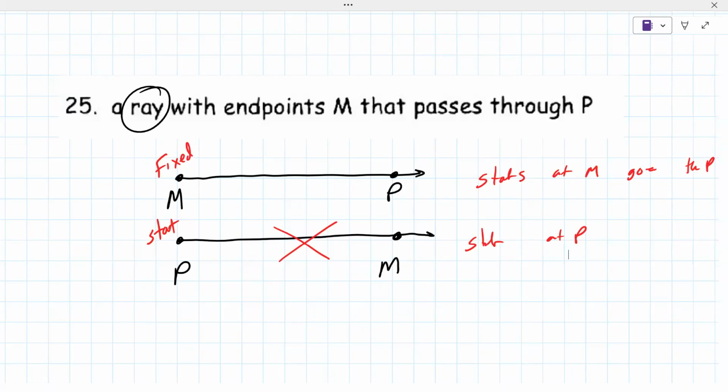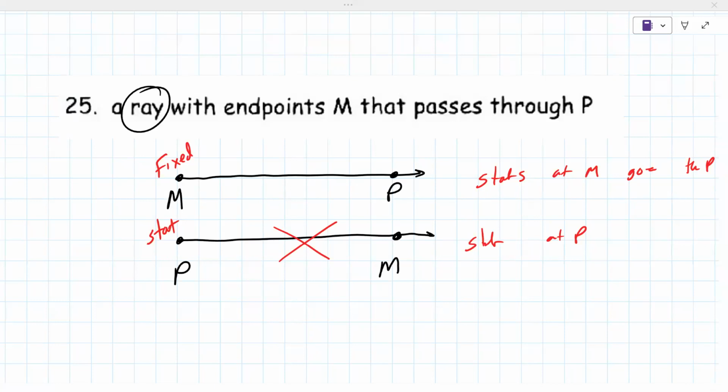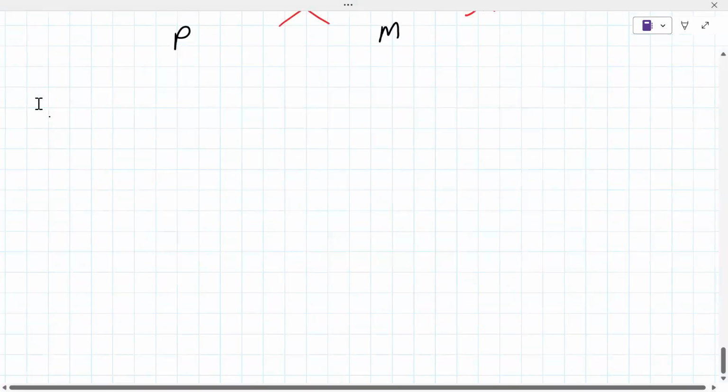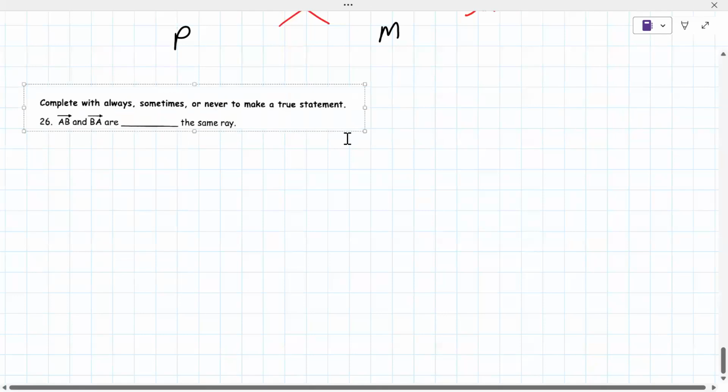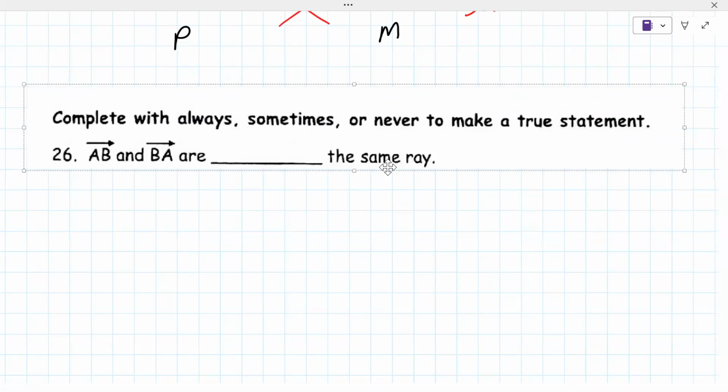Next grouping of questions. Okay. Complete with sometimes, always, or never. Ugh, these are always the worst. Sometimes, always, or never. Do you know what the difference between sometimes, always, and never is? Kind of. Okay.